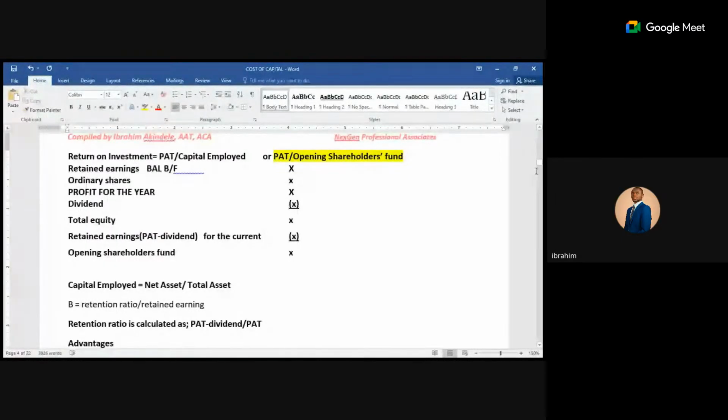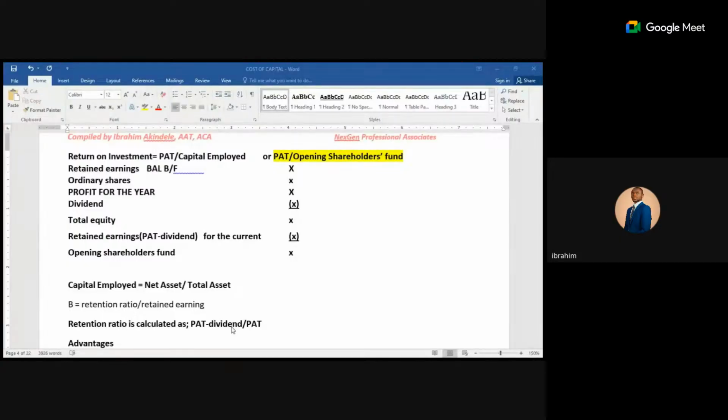B represents retention. Class, retention means retained earning. Ratio means percentage. Therefore, when you want to calculate retention, it is profit after tax minus dividend. We get retention from the word retention ratio.